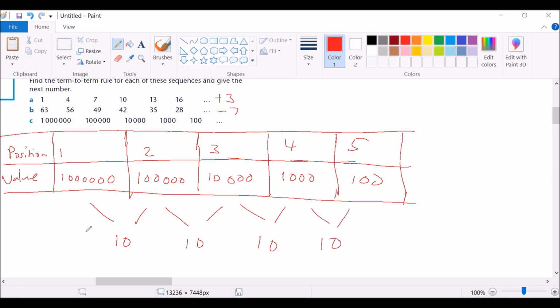So since we are going down the number line, we are dividing by 10. So each time it's a division by 10. 1 million divided by 10 is 100,000. 100,000 divided by 10 is 10,000. 10,000 divided by 10 is 1,000, and 1,000 divided by 10 is 100. So that's the term-to-term rule. We are dividing by 10 each time.